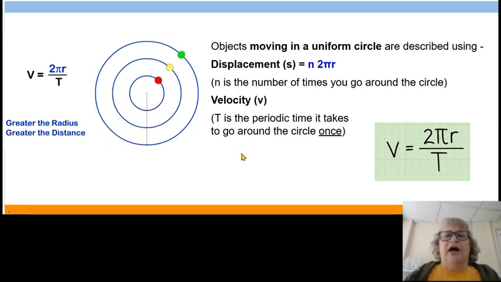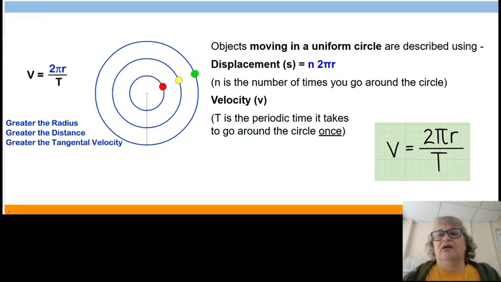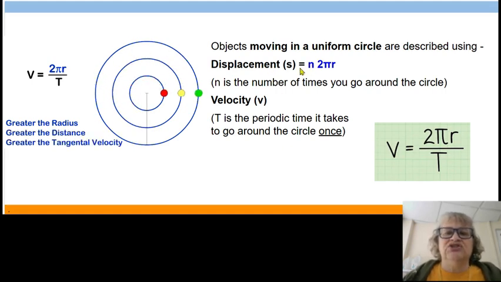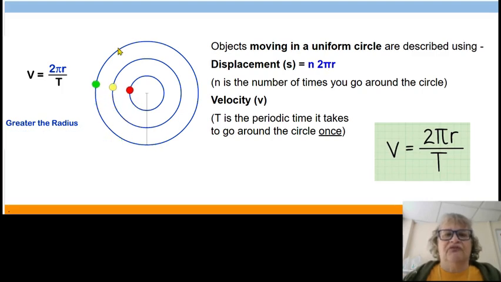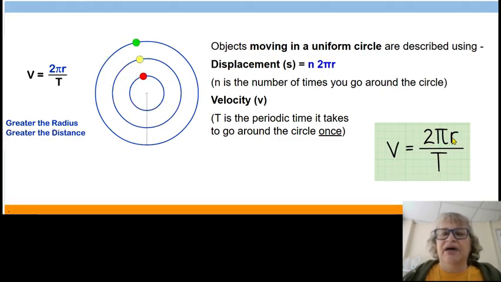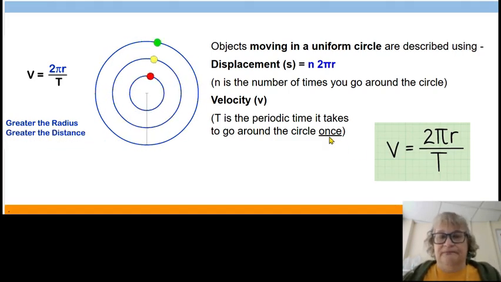Objects moving in a uniform circle, meaning they're moving in a perfect circle, are described using displacement, where the displacement is 2 times pi times r. That's the circumference of the circle, times the number of times you go around it, so n is the number of times that you go around the circle. Velocity is v equals 2 pi r, that's our distance, divided by the time period, which is the amount of time it takes to get around the circle once.